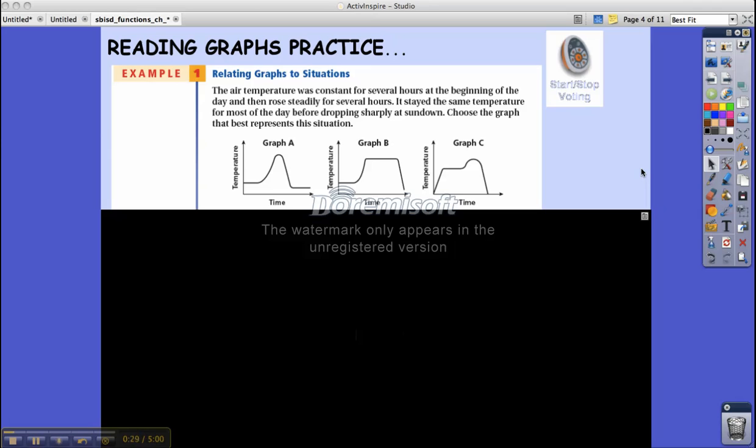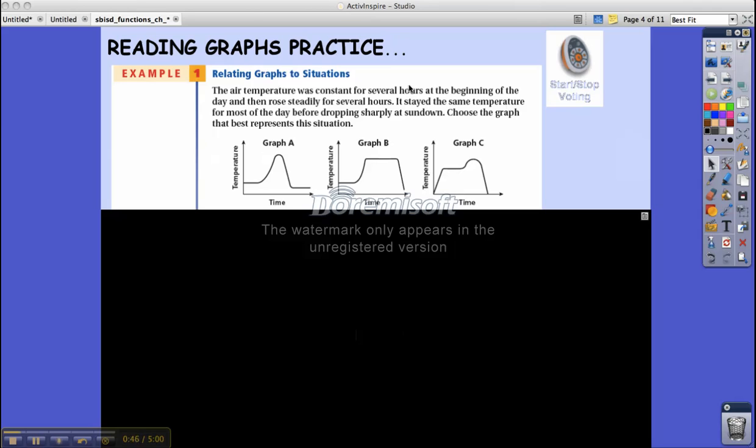So this is only the first video though. The second video is going to be over something a little different since this is kind of like going over something we've already talked about. So we're going to be relating graphs to situations. If we read this situation, we want to pick which one of these graphs best represents that.